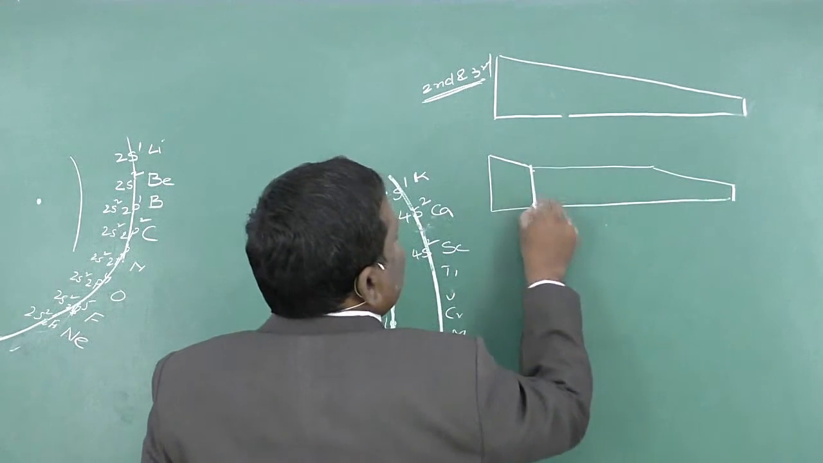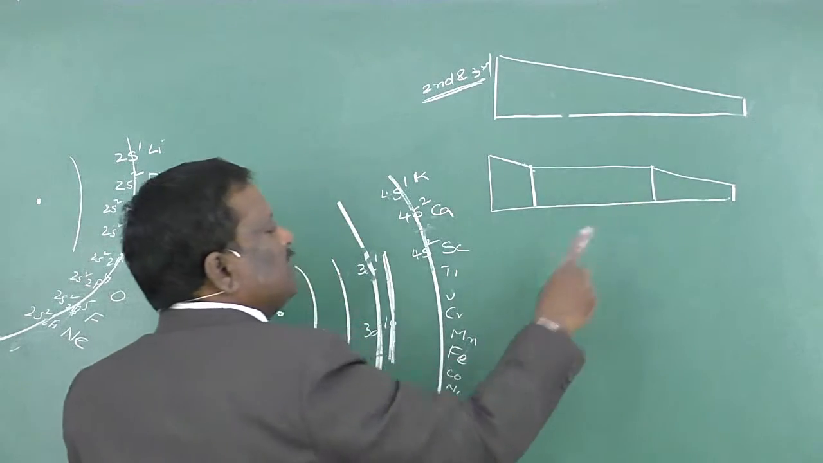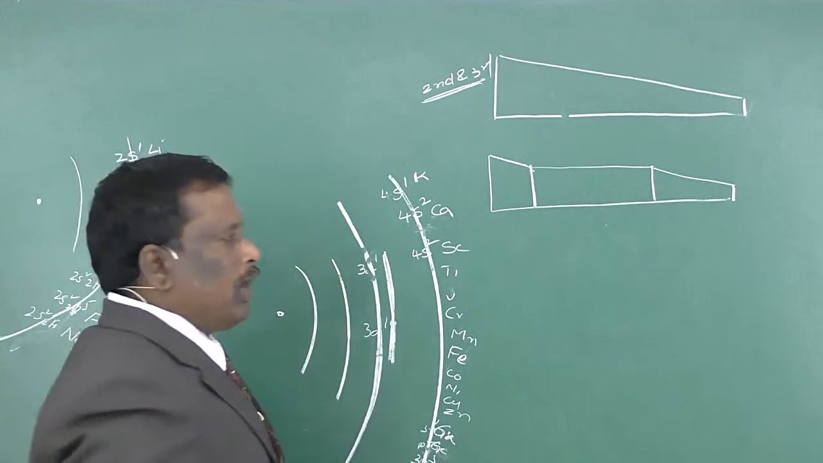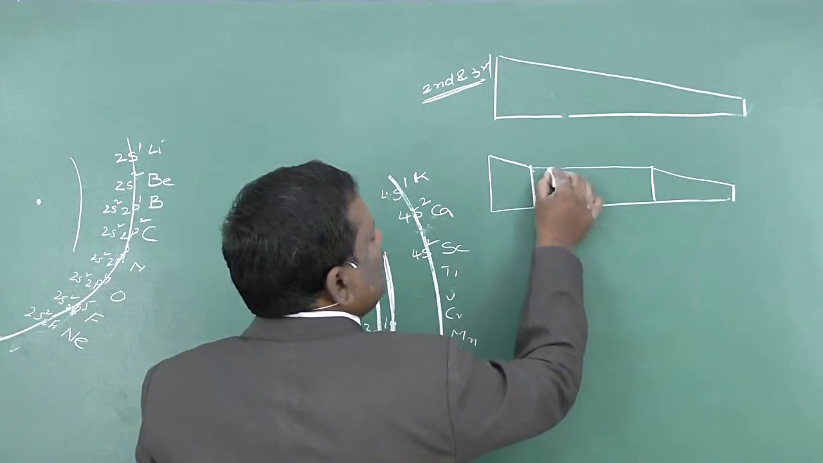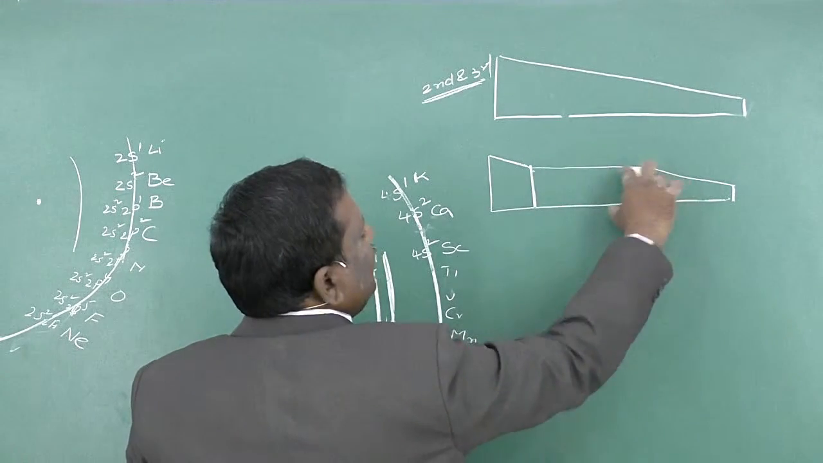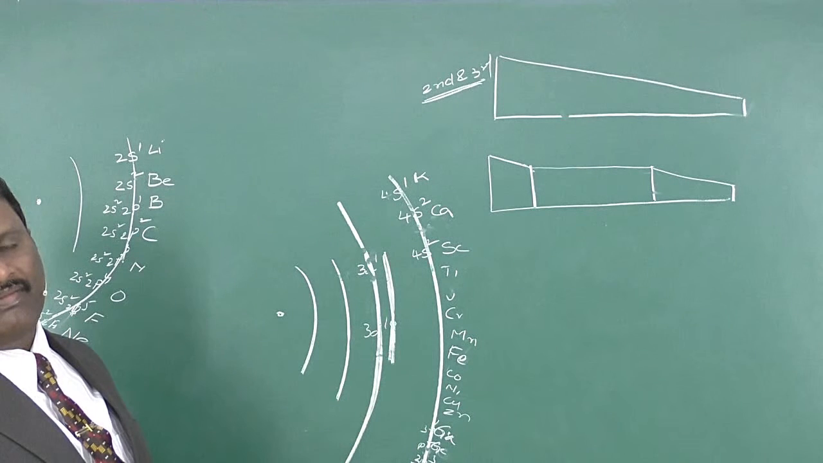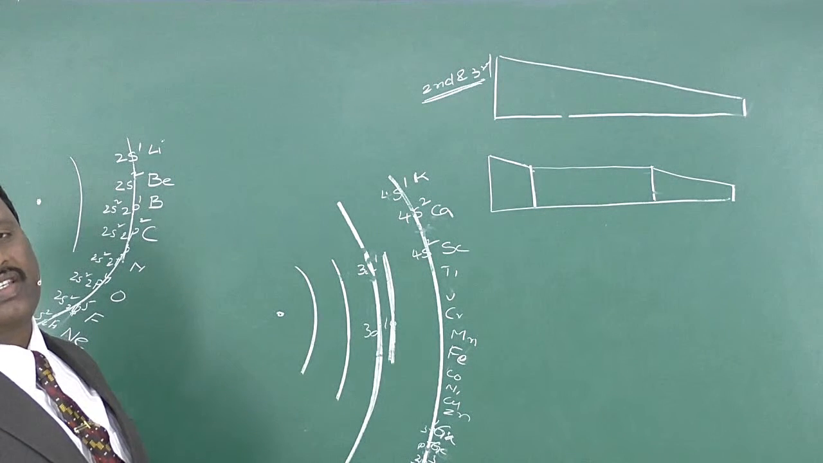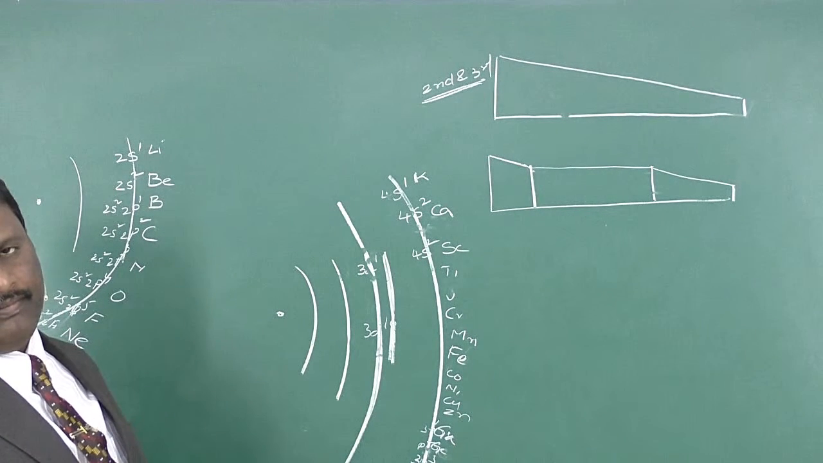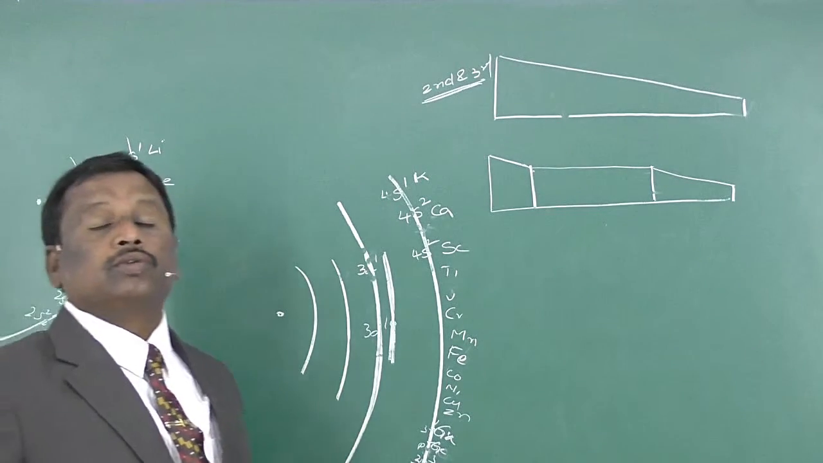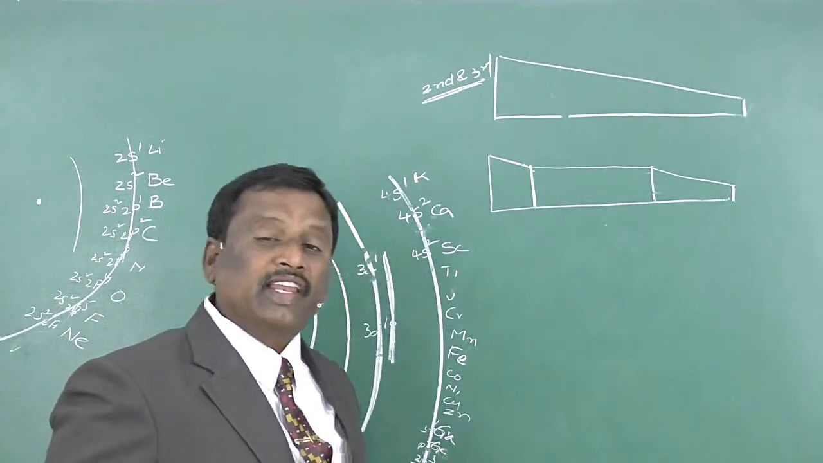That's why the transitional elements, that is d block elements, are almost the same size from scandium to zinc. All the 10 elements will have almost the same size because of this shielding effect. Now once again I will explain to you the shielding effect or screening effect.